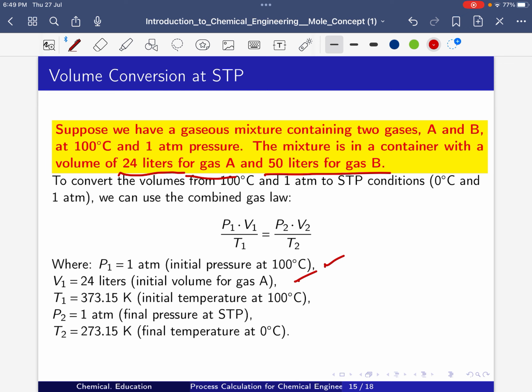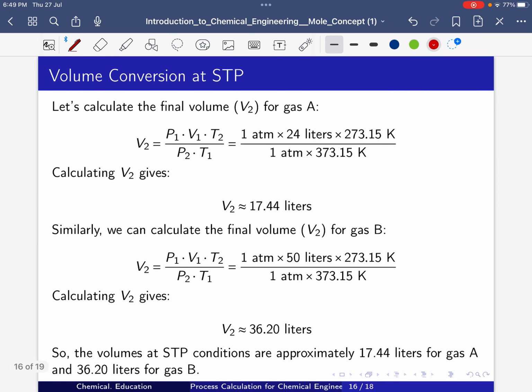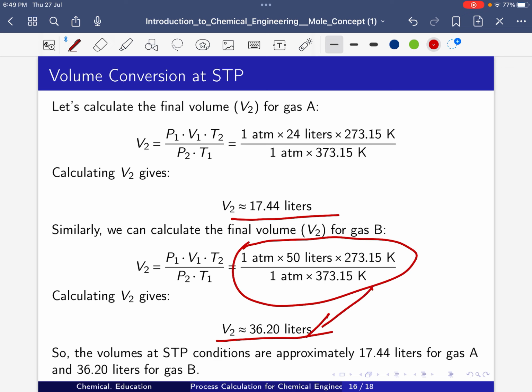Now when we take the STP, we can get the volume of A at STP. So V2 will be approximately 17.6 liters, and similarly we can calculate the final volume V2 for gas B using P1V1 and T2, which is 36.20 liters. So we plug in all these values, and we get the volume at STP condition of approximately 17.6 liters for gas A and 36.20 liters for gas B.